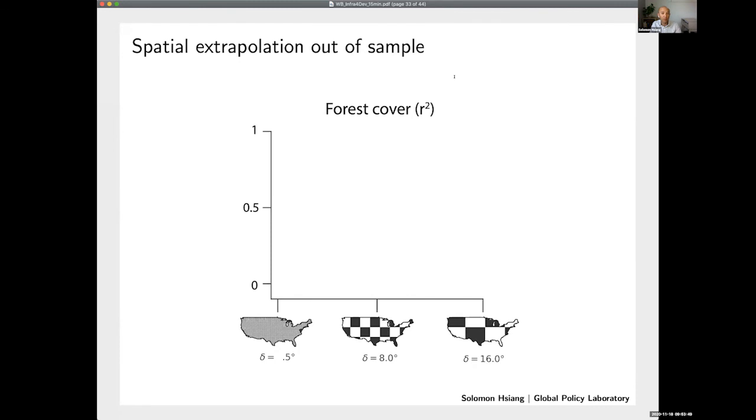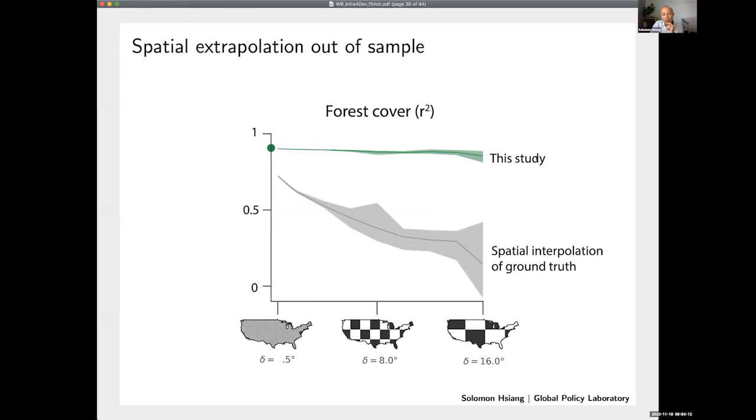And so, for example, looking at forest cover, what we see is the benchmark performance when we're not dropping the checkerboard is pretty high. And then as we start pulling out checkerboard regions of the United States that are getting bigger and bigger, we see that actually the performance stays very, very good. Now, that's not true for all tasks, but for forest cover, it's certainly true. And we compare this against other types of procedures people in the field are using. So for example, if we do some cross-validated interpolation, it just gets worse and worse over time as the checkerboards get bigger and bigger.